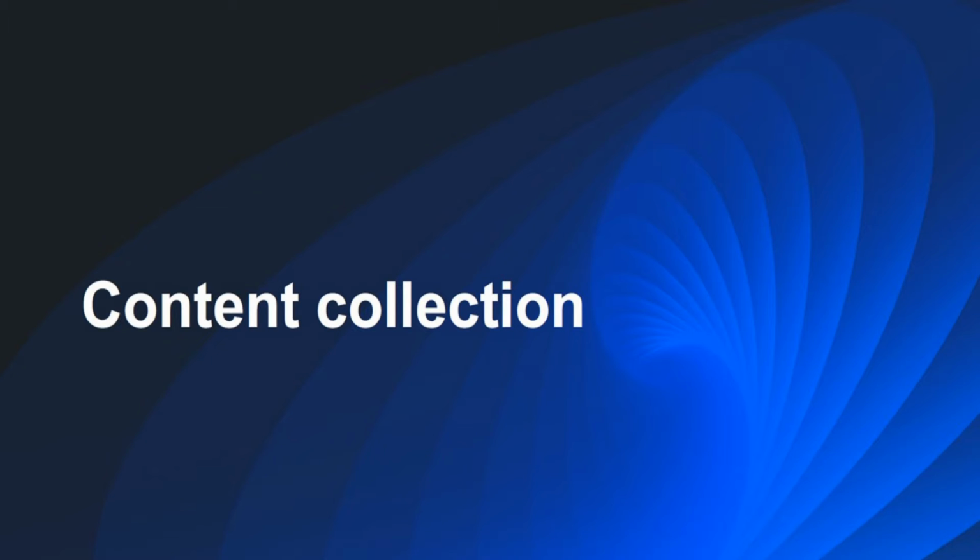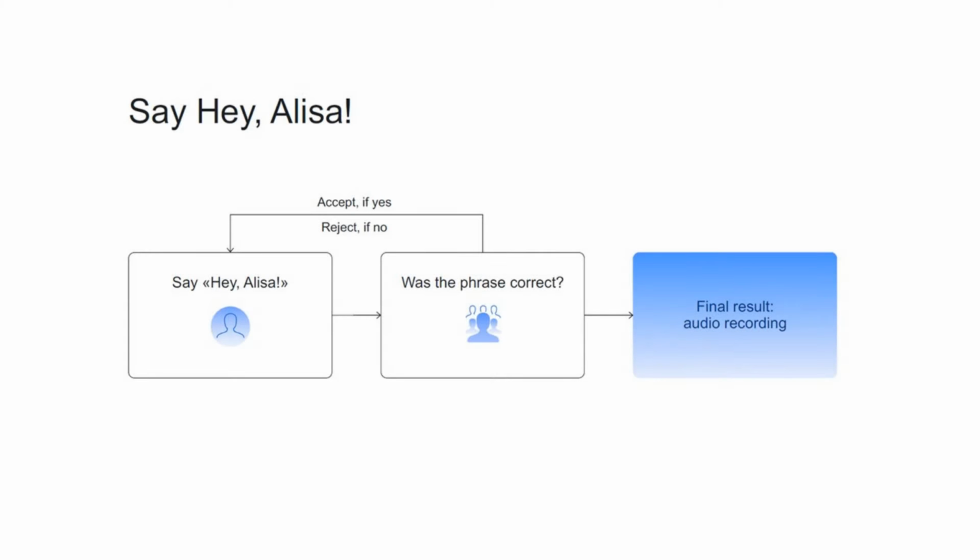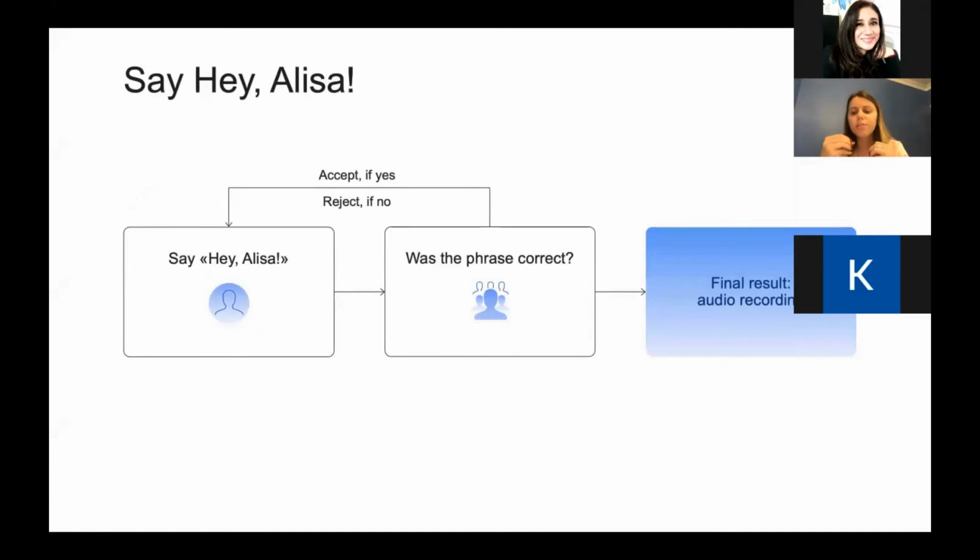Let's start with content collection, when you have no data at all and you need to apply some techniques to collect data. Here are some facts on why it is important. The first example is from every voice assistant. You need to collect a very large amount of data to build your voice assistant. Alisa is the Yandex voice assistant, and this is the simplest pipeline for gathering content.